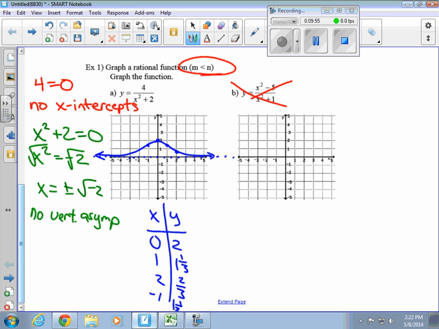Okay? Now, if they ask us for the domain, what values can I have for x? All real numbers. No restrictions? Are there any values I can't have? Why? I can square it. Right? I can put any number in for x. So it is all real numbers.